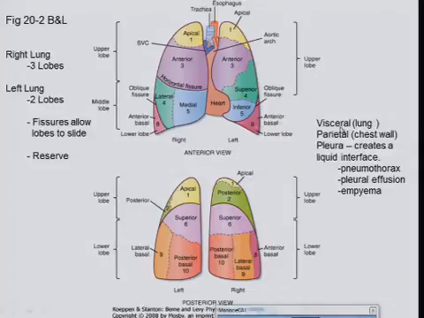Also, an important thing about the lung is the pleura that surrounds the lung. The pleura is divided into 2 major layers. There's the parietal pleura, and this is actually on the chest wall. So the inside of our chest wall has a very thin membrane that covers it. Also, we have the visceral pleura, and this is on the lungs. So we have a small membrane that covers the lungs.